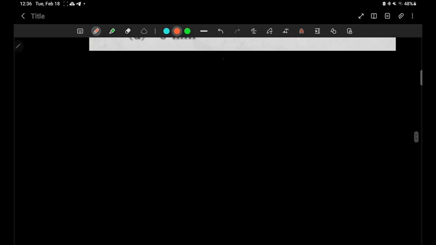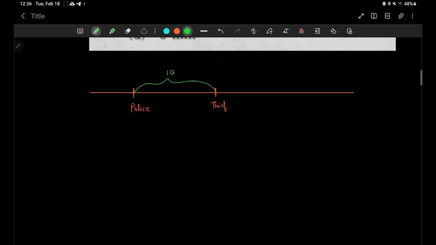So let's just visualize this diagram. Let's take this as a road. Here there is a police. Ahead of him there is a thief. They are 100 meters apart. Let's say they will meet at some point over here. Now we need to find after how much time this policeman will catch the thief. Let's say they will meet at this point.